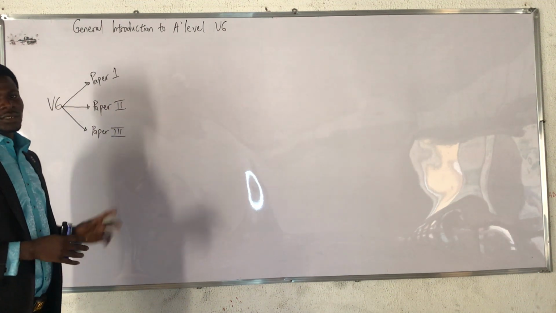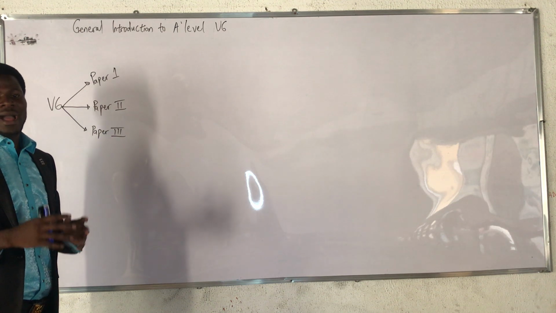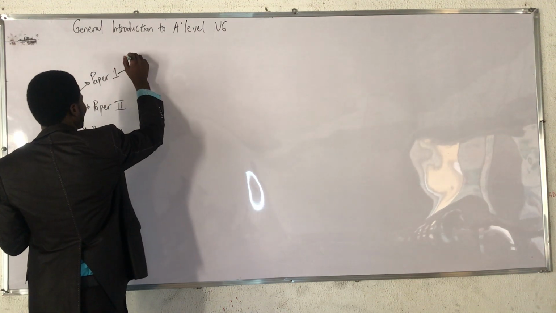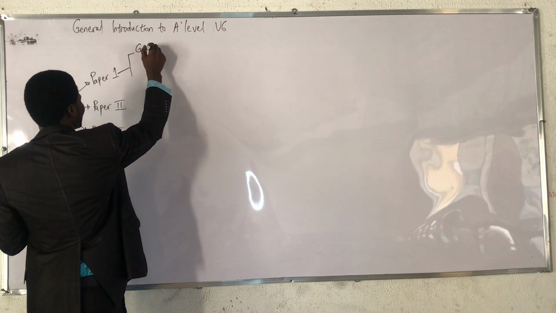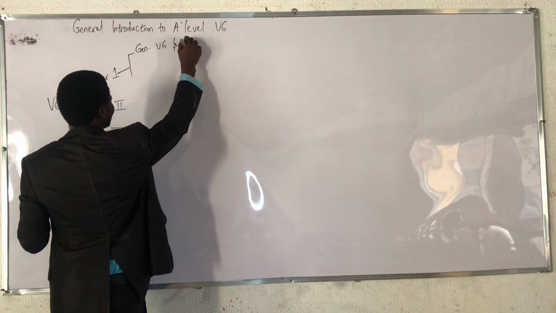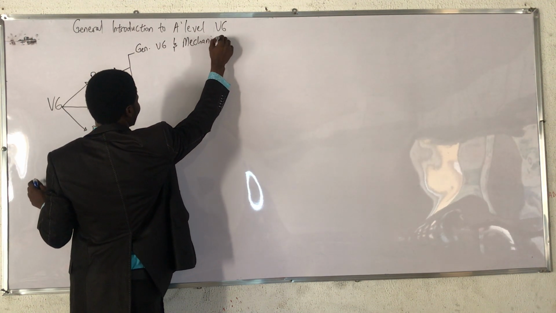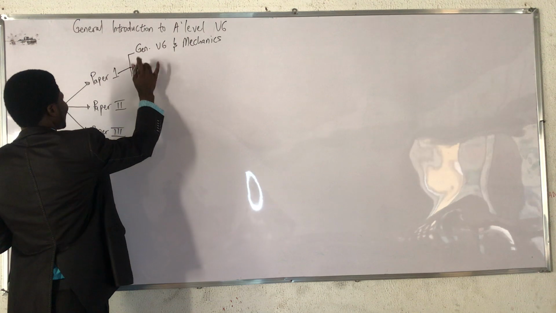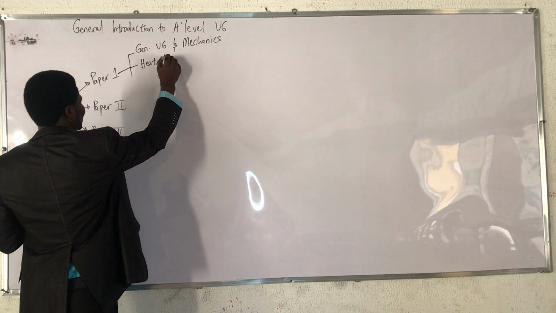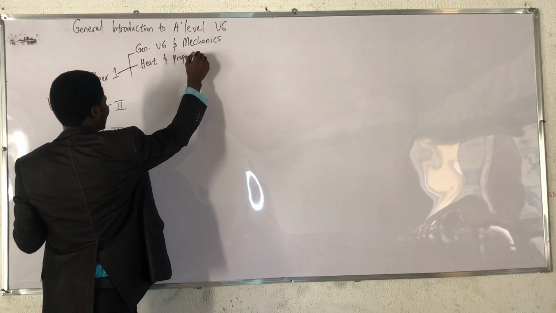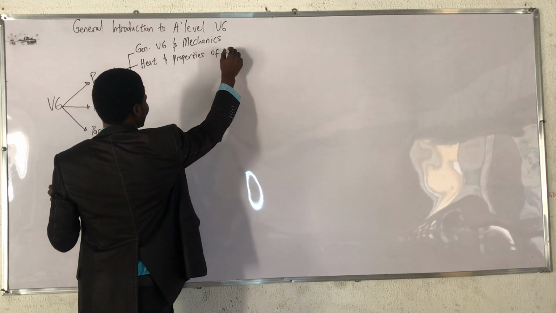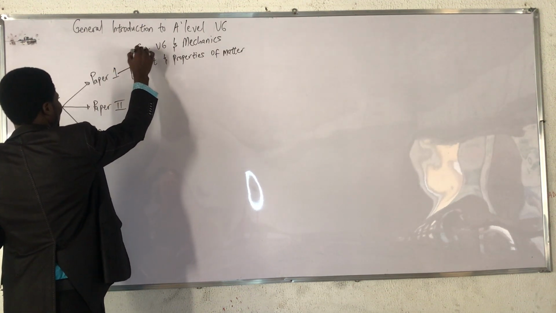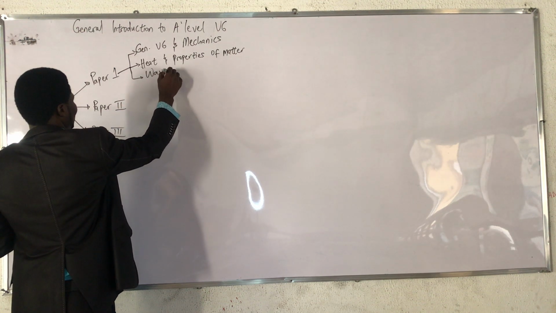So in paper 1, all the topics there are divided into three categories. In paper 1, we have general physics and mechanics. We have heat and properties of matter. And lastly, we have waves and vibrations.